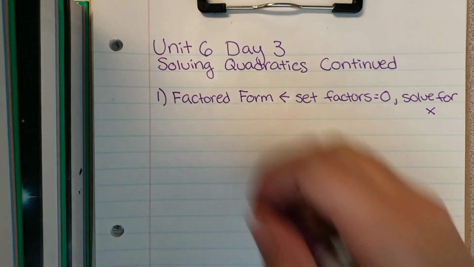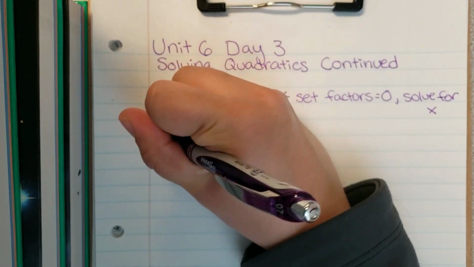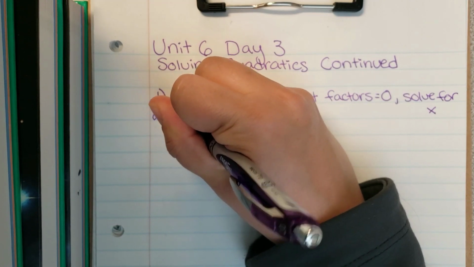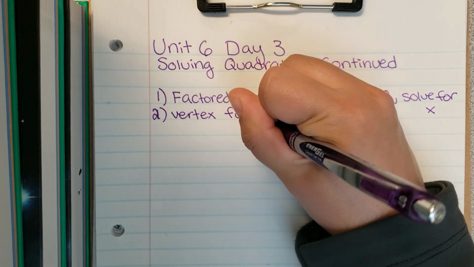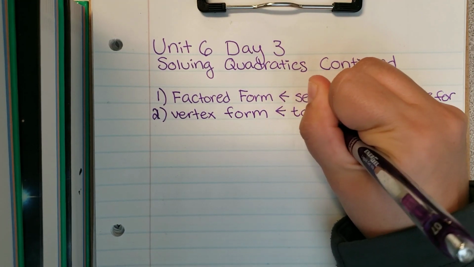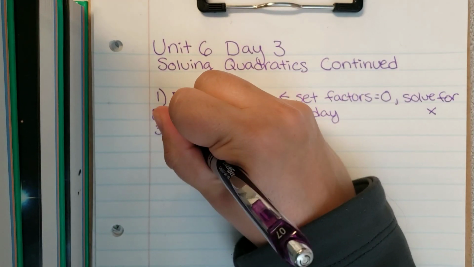Today's strategy we're going to use is a little bit different because we're not going to work in factor form. We're going to work in vertex form. So that's what we are doing today. And then tomorrow we are going to work with standard form.